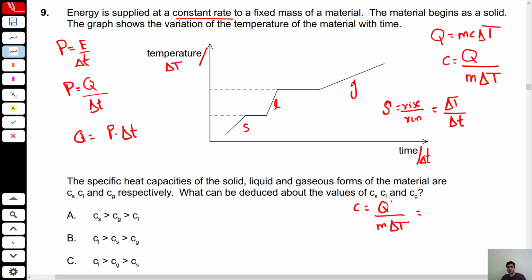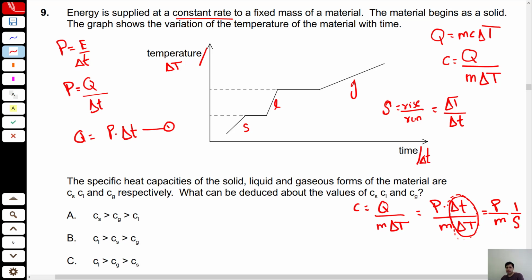The next step is to replace this Q by this Q. So Q, thermal energy, is power multiplied by change in time. So we have P times change in time divided by m delta T. Now, you can see there's something that we can do about this term. Slope is equal to delta capital T over delta small t. And here we have the other way around, so we can write it as a reciprocal of the slope. This is it.